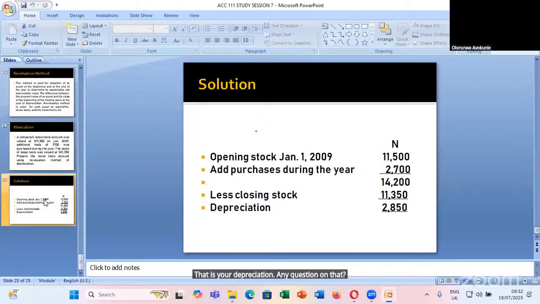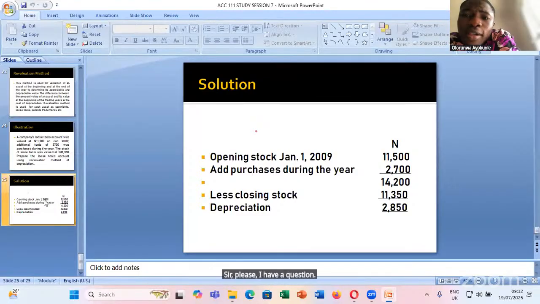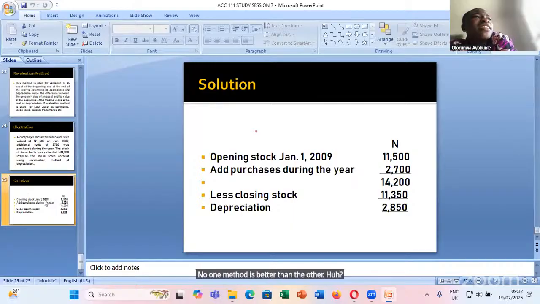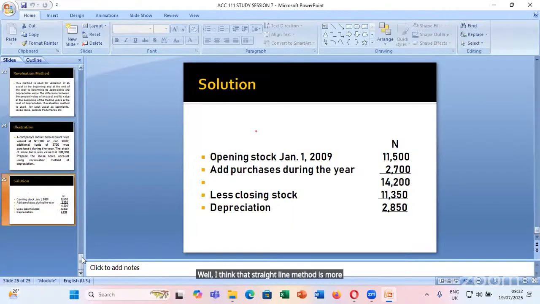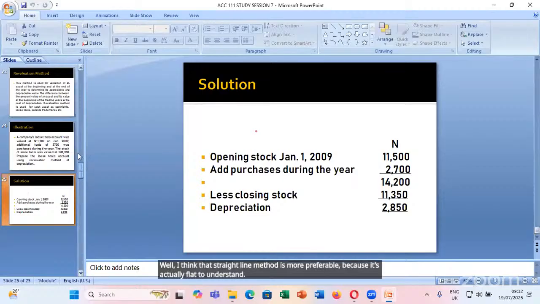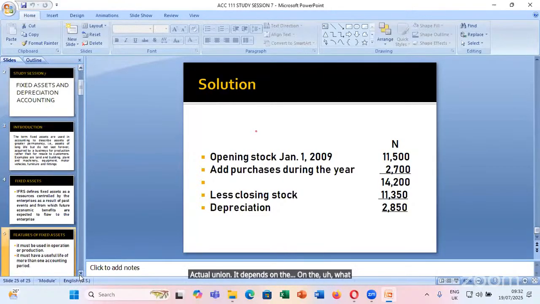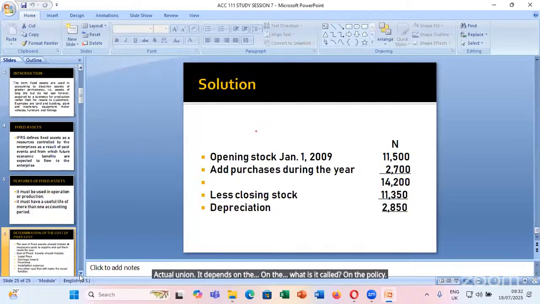Sir, please, I have a question. Ask. Sir, which method is the best method to be using? That's why I say policy. It depends on the policy the organization is adopting. No one method is better than the other. Okay. But I think that straight line method is more preferable because it's actually easy to understand. It depends on the policy. Okay. Thank you, sir.